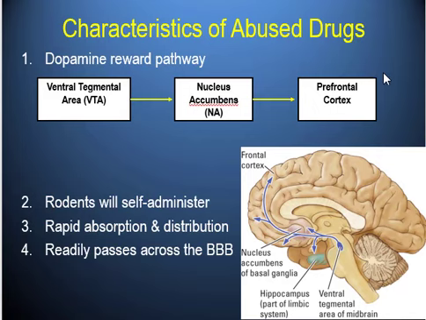What we also know about abused substances is that most rodents will self-administer them. This is why I was working with mice and giving them alcohol, and rats and giving them cocaine. Man, rats love cocaine. We also know that most drugs of abuse will be absorbed and distributed throughout the body, but particularly into the nervous system pretty quickly, and that most of them will pass across the blood-brain barrier fairly quickly. That's actually why they're able to be drugs of abuse.